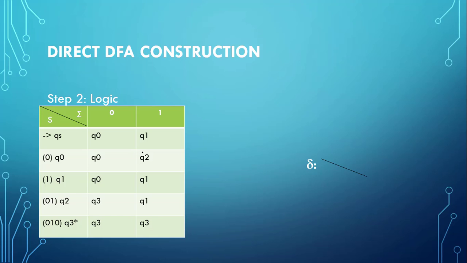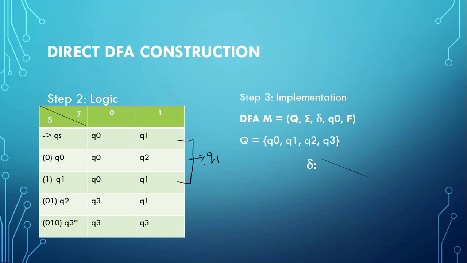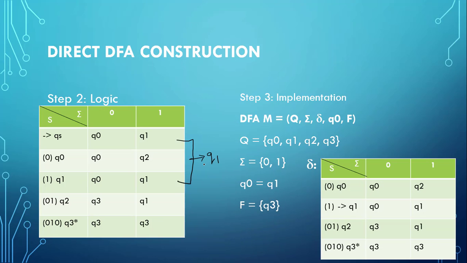So here we can clearly see that QS and Q1 can be merged. The only difference between FSM and DFA is the merging of the states. So here we can merge and make QS and Q1 as Q1, and Q1 will become our start state. So here we will have the tuple of Q, input, the transition function, Q0 and F. So here we can see that Q0 will be Q1, that is our start state, and Q3 is our final state.